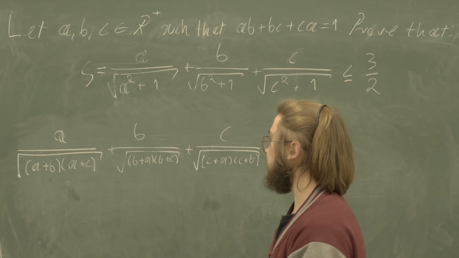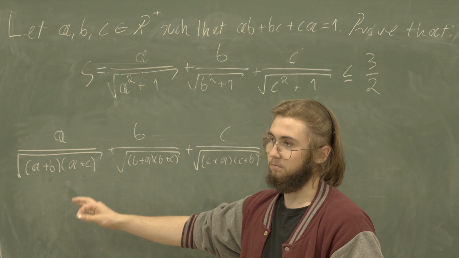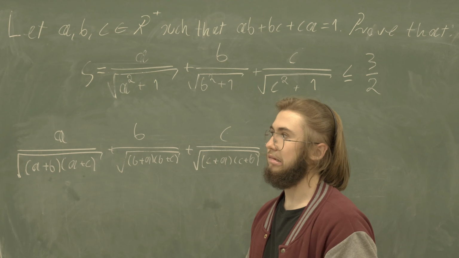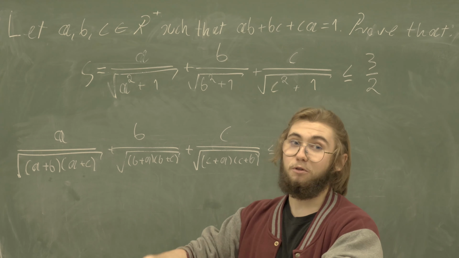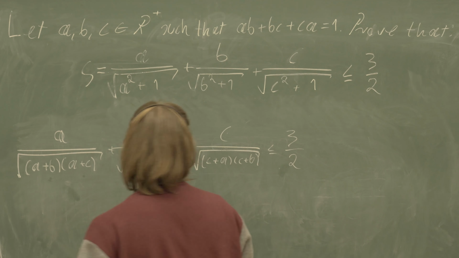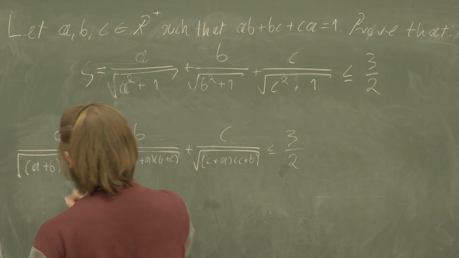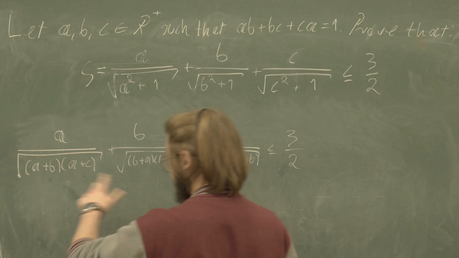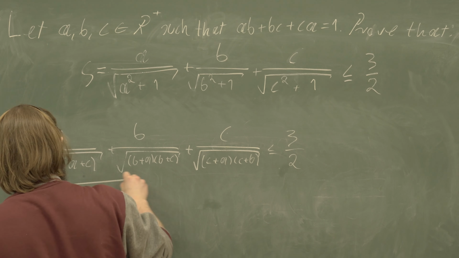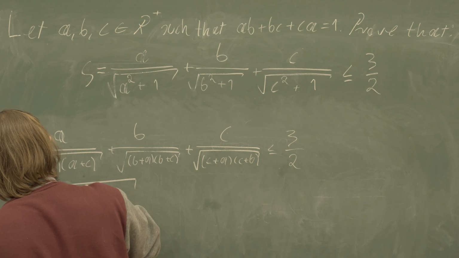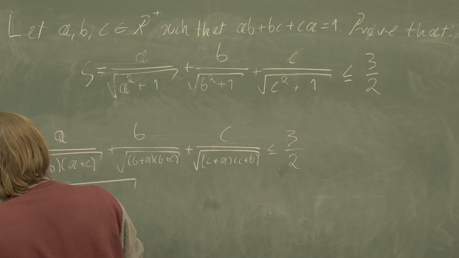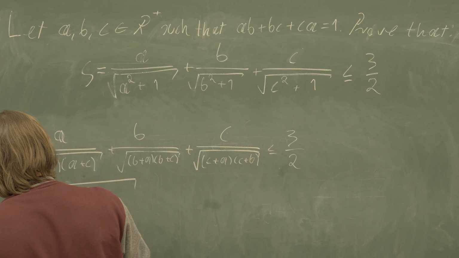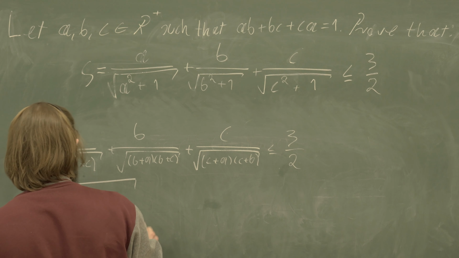So let's think and try how we can get those three things to look like something that is similar, at least, to a geometric mean. So how can we write this one? For example, a over the square root of (a plus b) times (a plus c) we can write as the square root of a squared all over (a plus b) multiplied by (a plus c). That's for sure. That's nice.